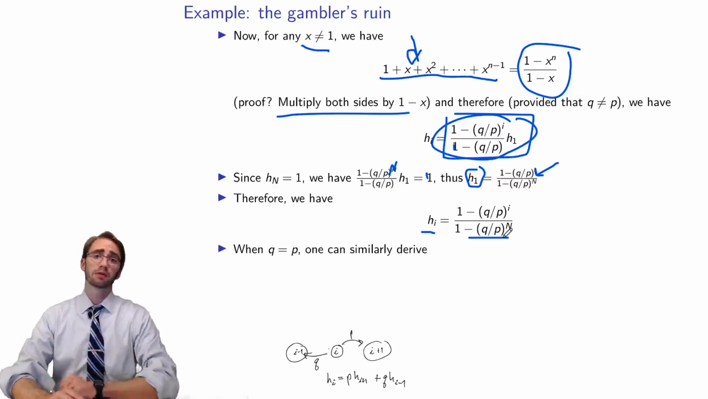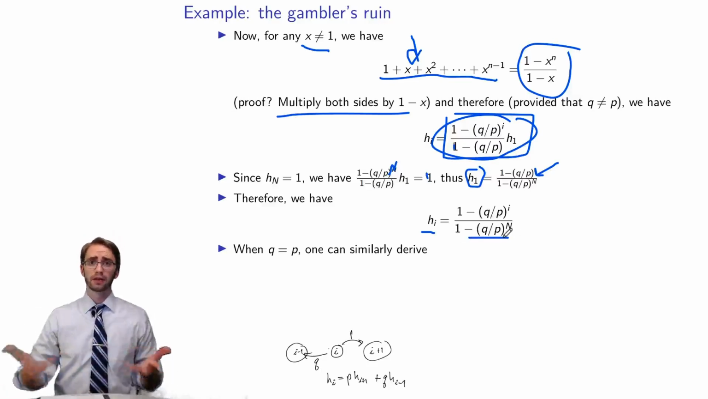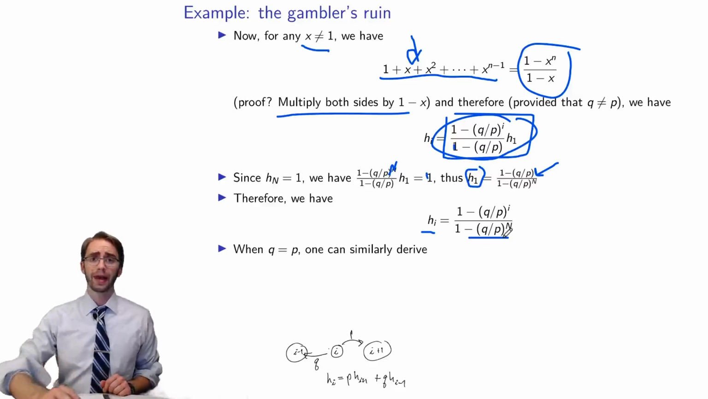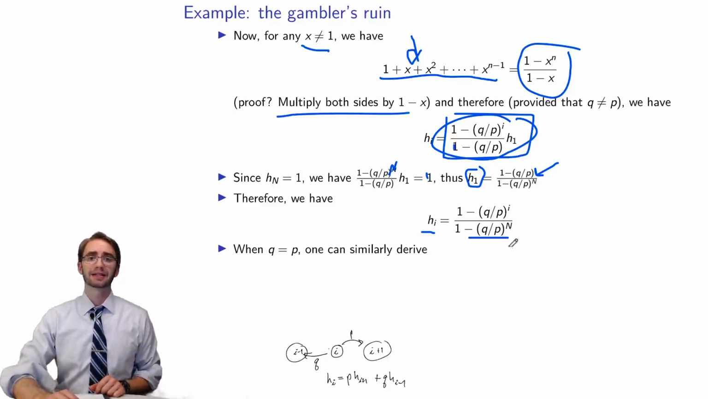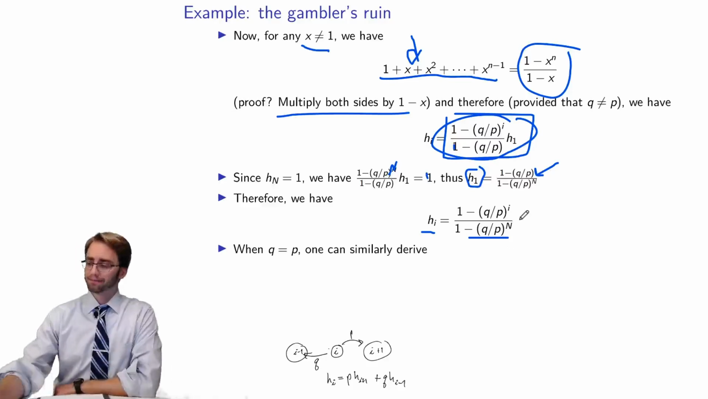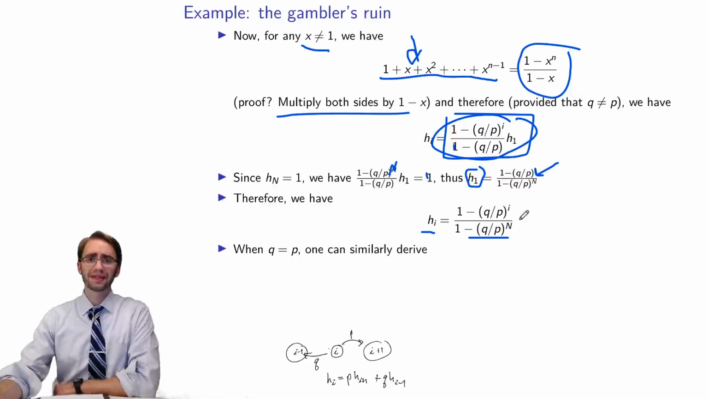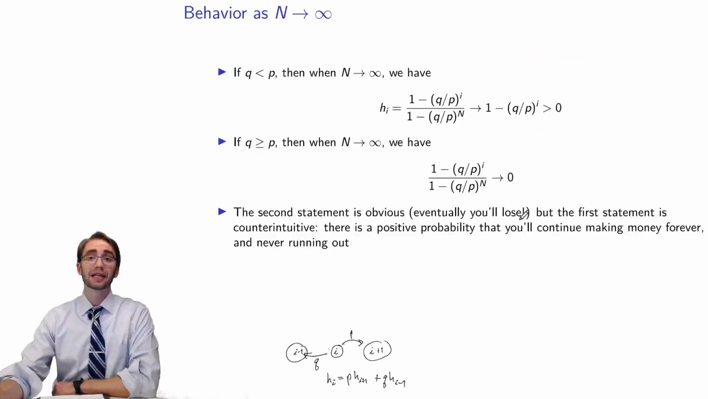Now, when Q is equal to P, in other words, when they're both equal to 1/2, you can follow through the same kind of reasoning and find that in that case, H sub I is equal to I on N. So now this lets us reason about gambling games in a pretty clean way, right?